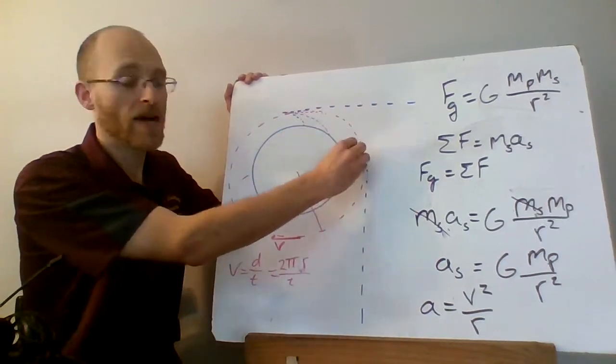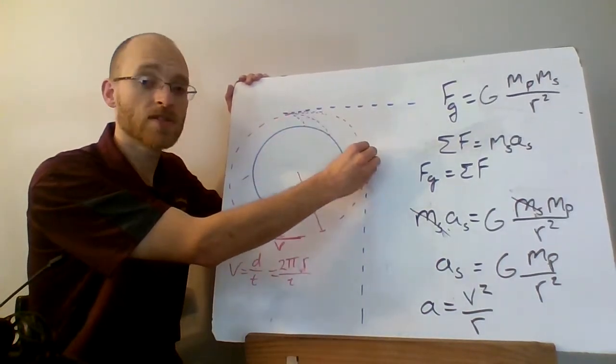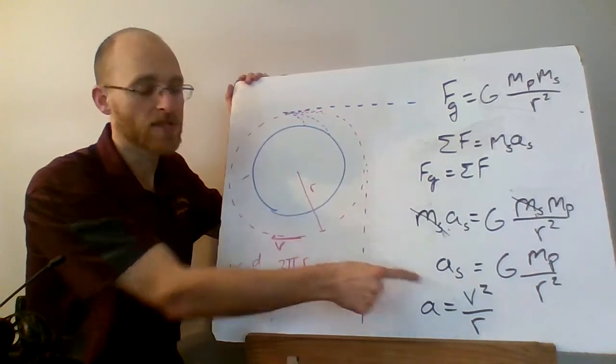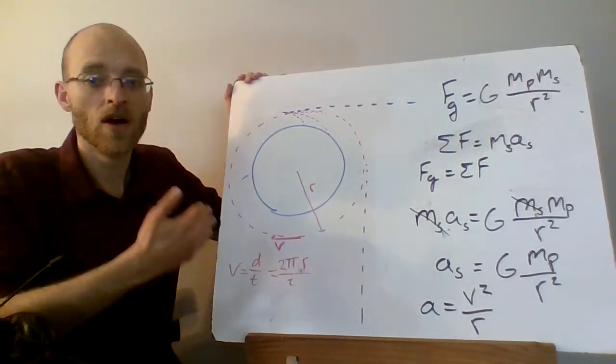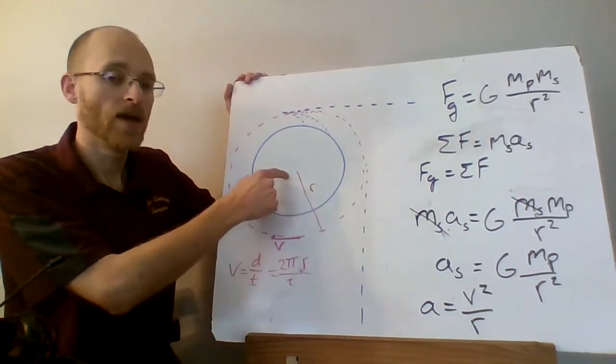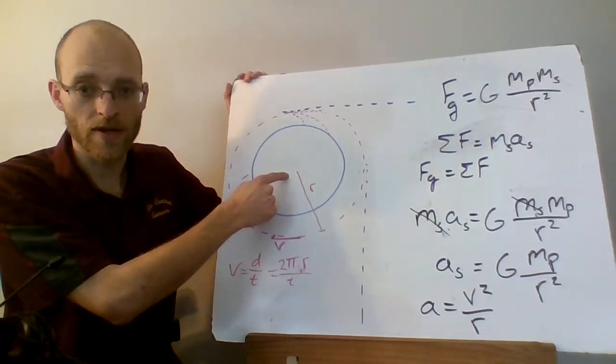It doesn't matter the mass of the satellite. If I put it at a certain distance, it's going to have a certain acceleration, and what we're seeing here is that it's going to have a certain velocity. All I have to know is where I want to put it and the mass of the planet I want to put it around.